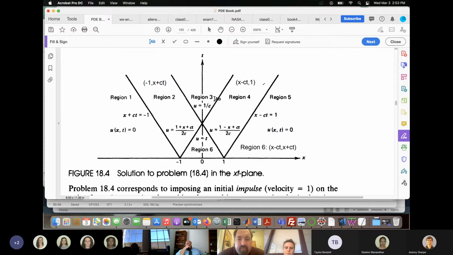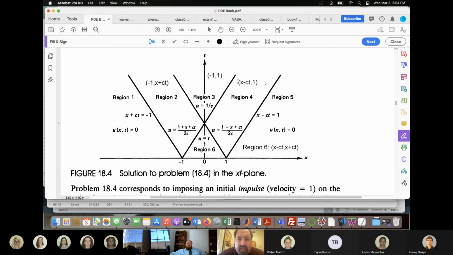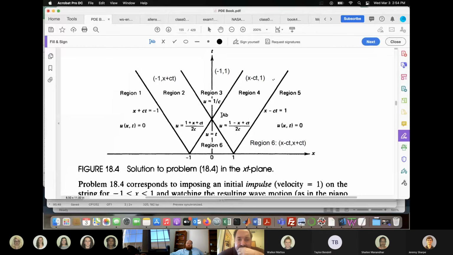By contrast, in region 3, x minus ct is less than -1. x plus ct is greater than 1. So both my limits of integration, x minus ct and x plus ct, are outside the interval -1 to 1. But all that means is I'll just integrate from -1 to 1. So I take the difference of the limits, which is 2, and then divide by 2c. So my u value is 1 over c. So that covers all the regions.